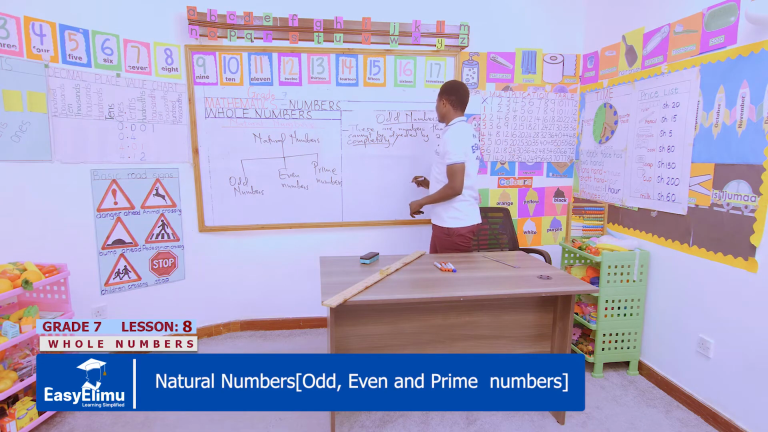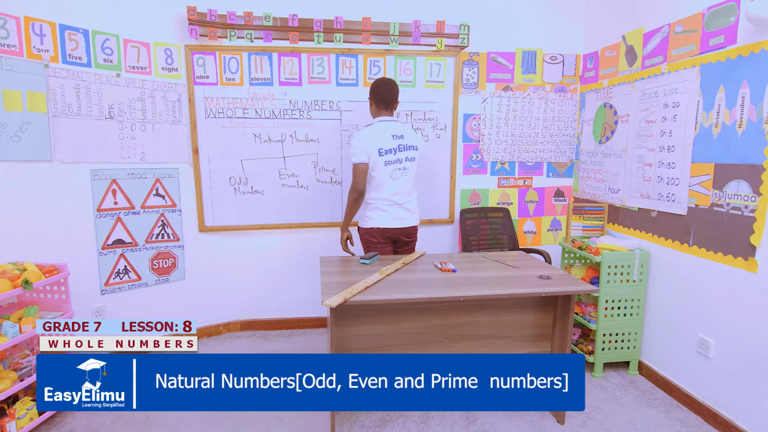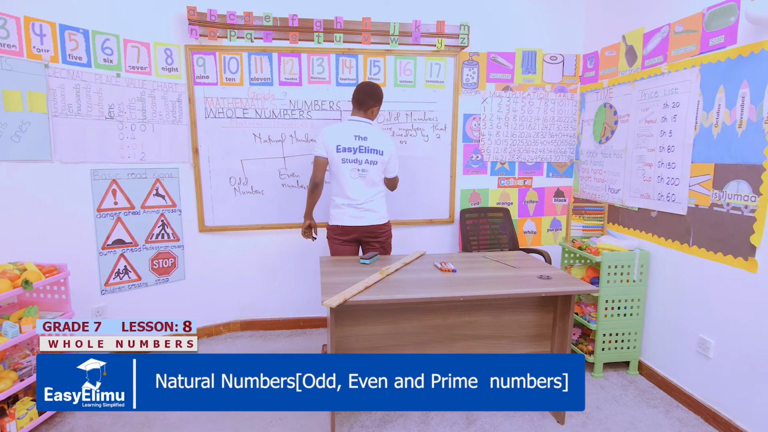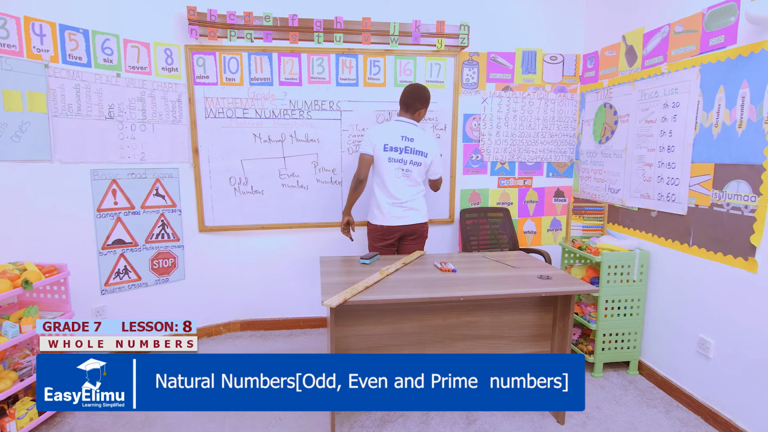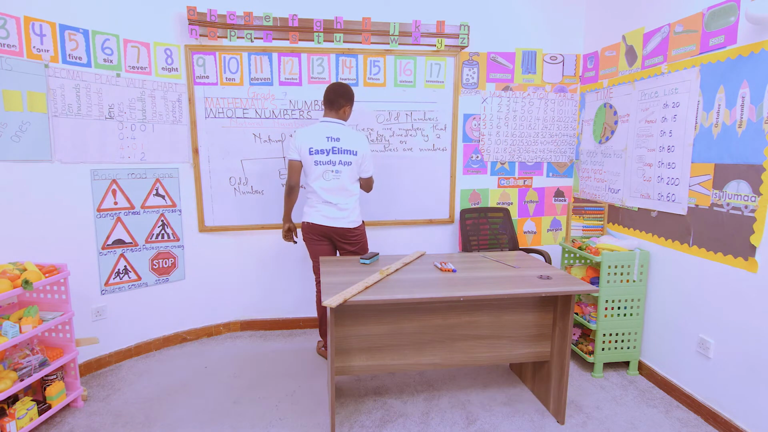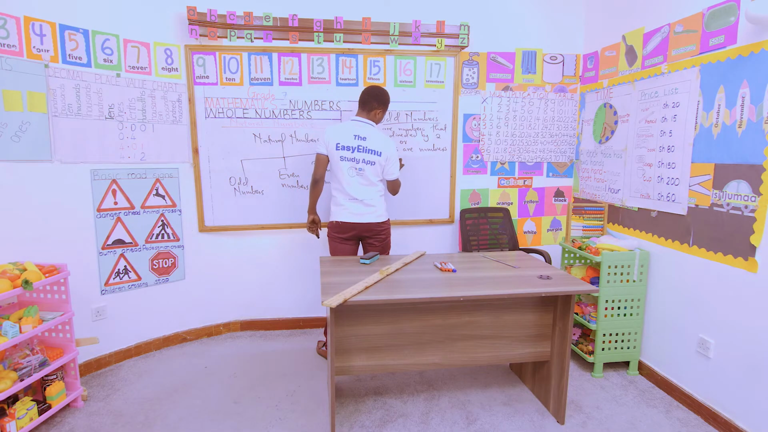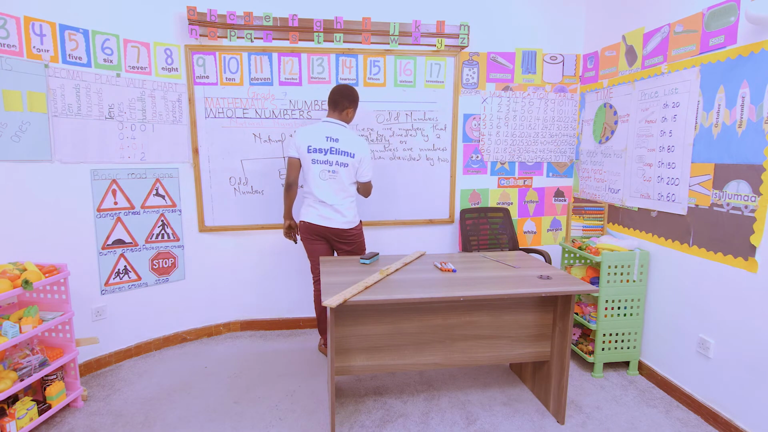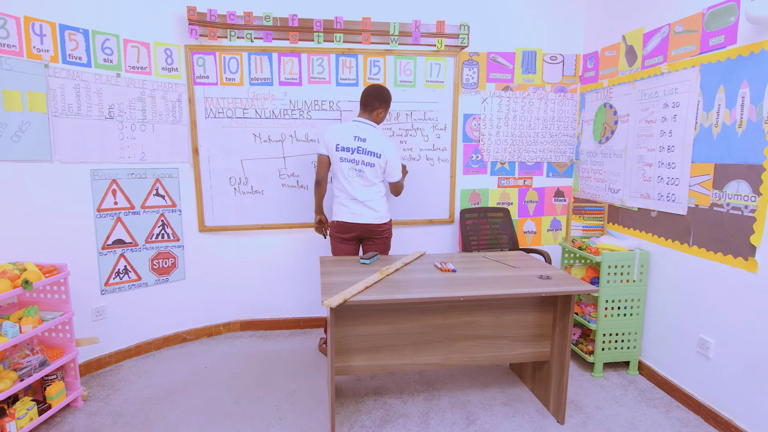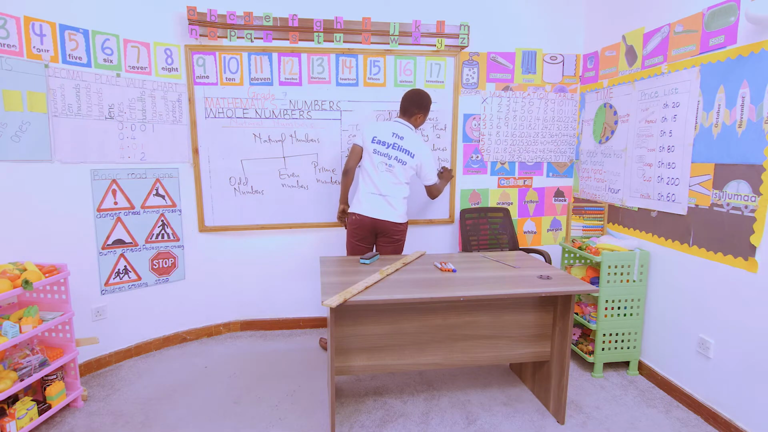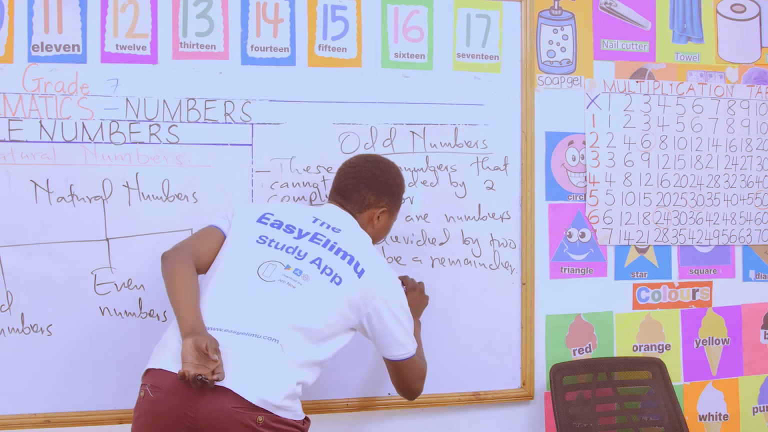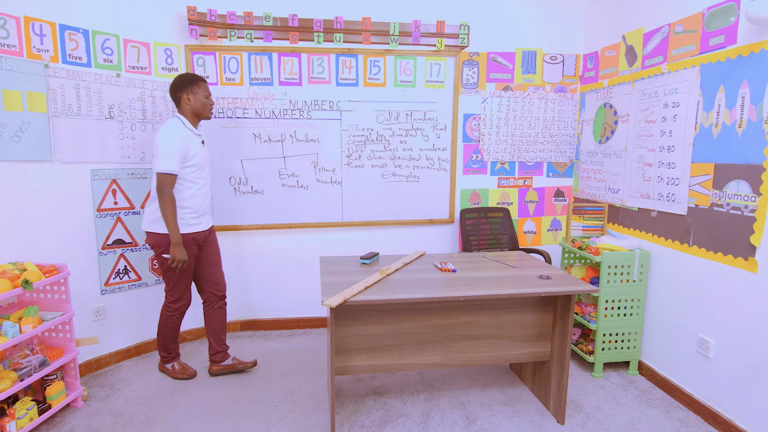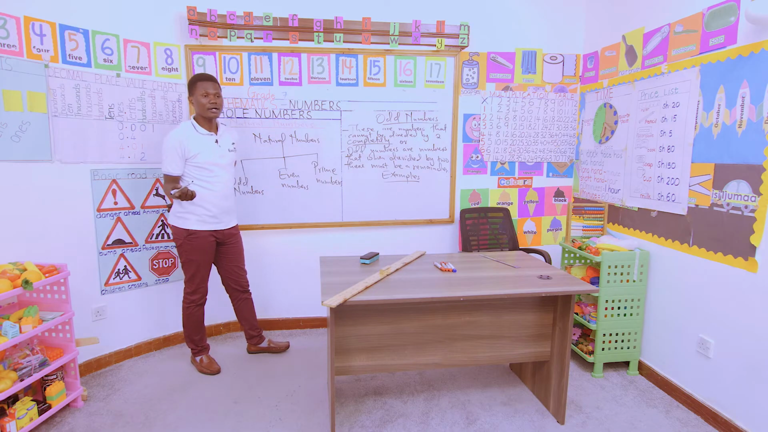Or you can say odd numbers are numbers that when divided by 2, there must be a remainder. Examples. So whenever you divide an odd number by 2, there must be a remainder, but that number is divisible by 2. Examples. Yes, Irene? The first odd number, 1, good.